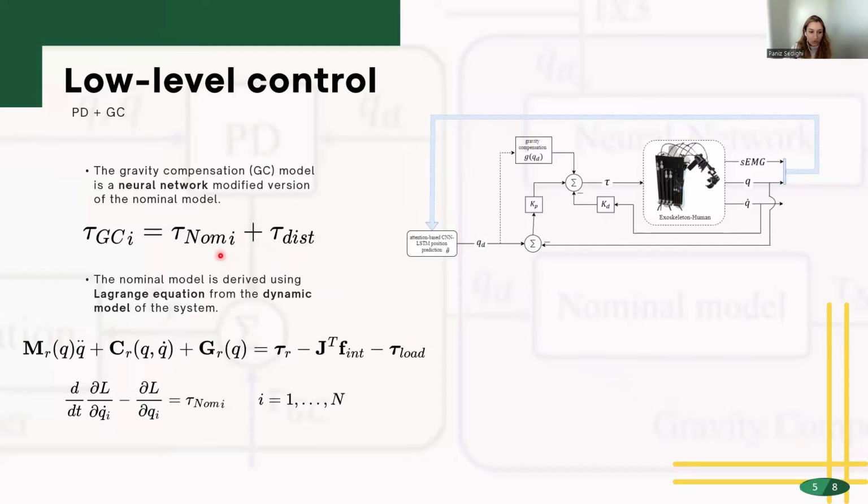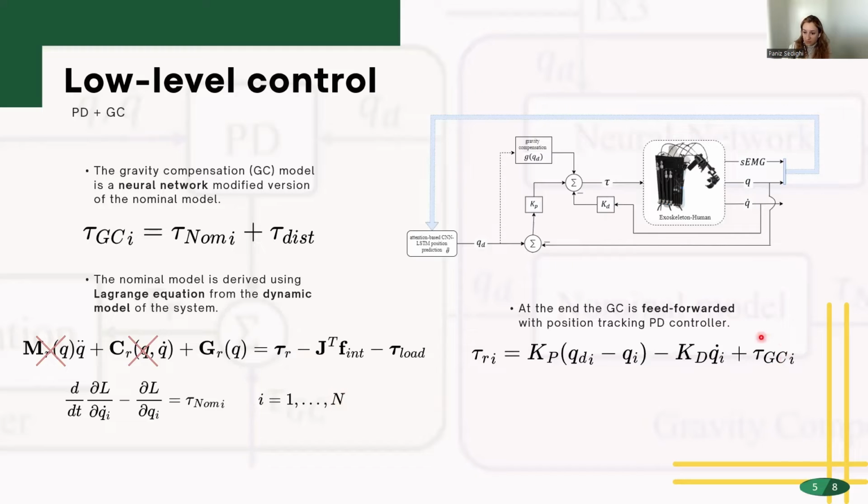We extracted this nominal model using the motion equation of the robot by zeroing the inertia matrix and the Coriolis matrix, resulting in a gravity matrix, which is the nominal gravity compensation model of the system. And then we modified this gravity compensation model using neural networks. We then feed forwarded this model to a fine-tuned PD position controller that has a proportional gain and a derivative gain, and then we have our control law.